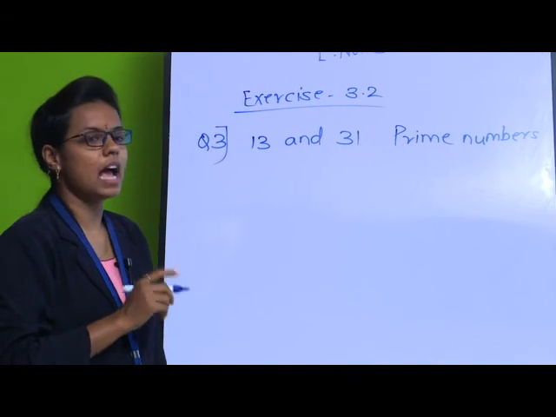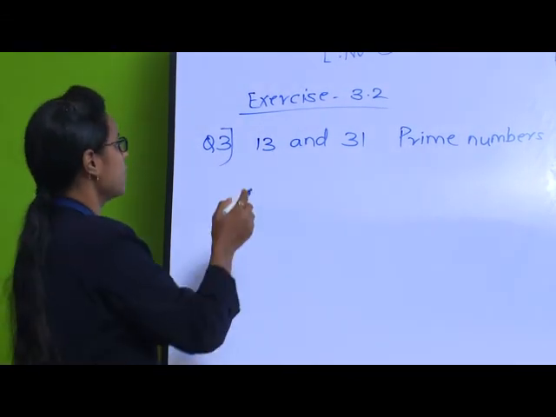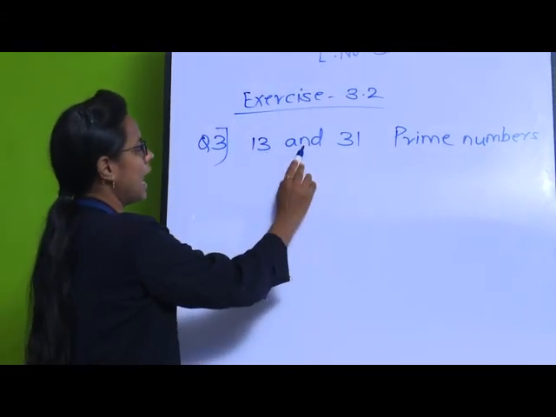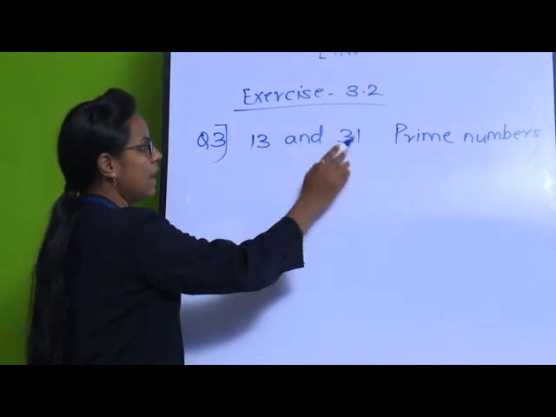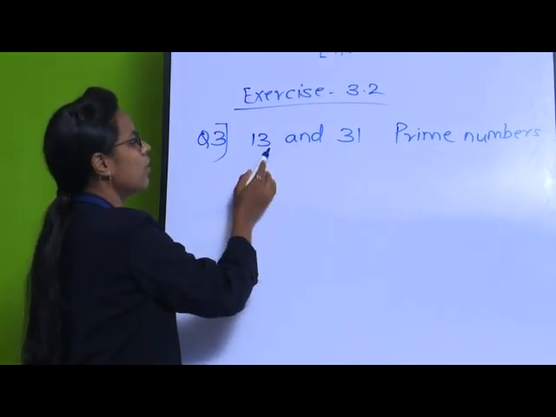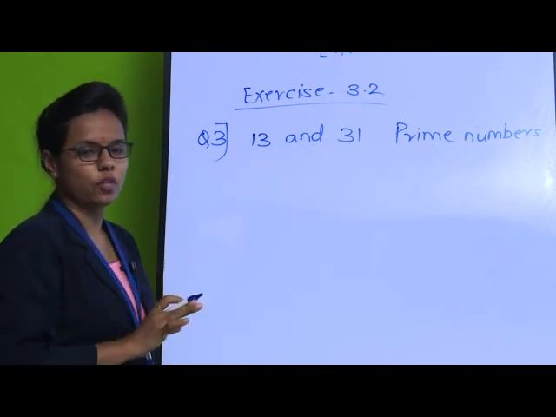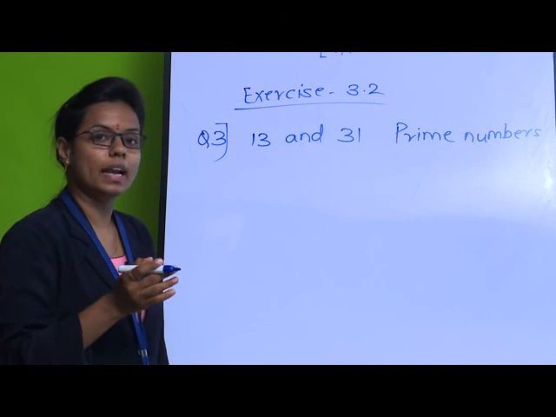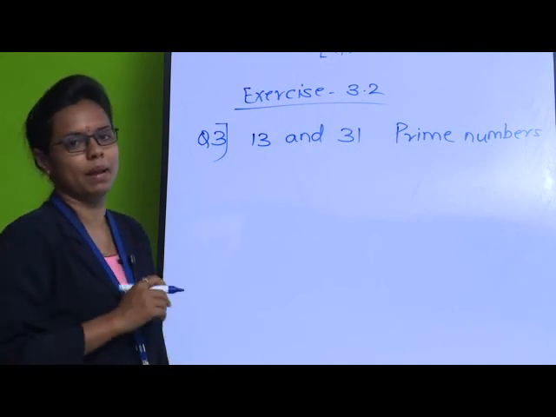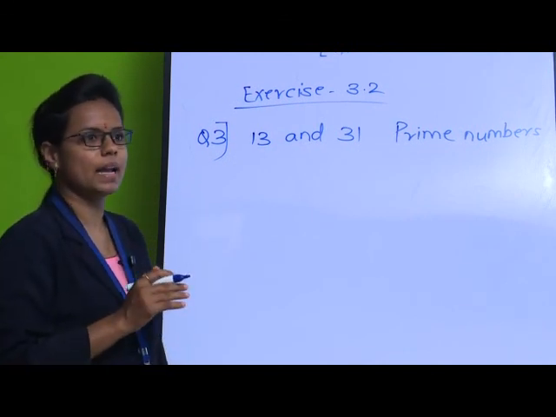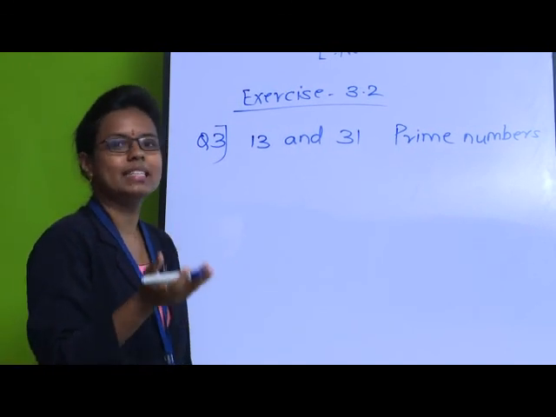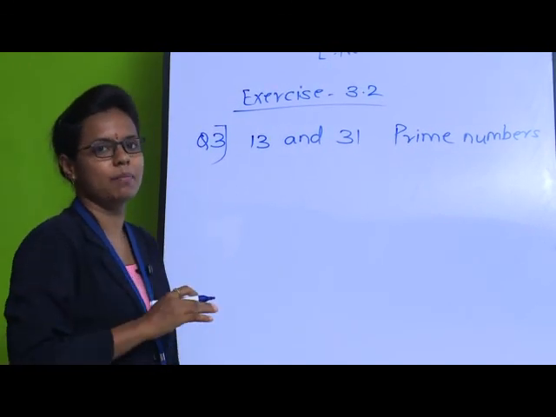Both these numbers have the same digits, 1 and 3. See, 1, 3 and 13 and 31. When we interchange 1, 3, it becomes 31. So these are a set of prime numbers. Now we have to find such similar pairs of prime numbers, where after interchanging we get the other number.